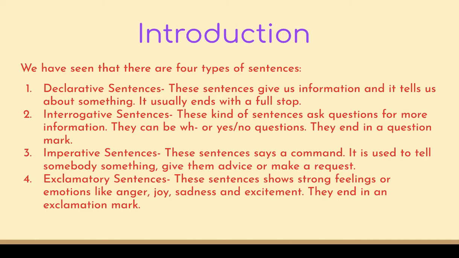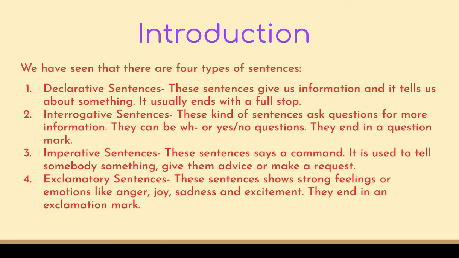The next one is exclamatory sentences. These sentences show strong feelings or emotions like anger, joy, sadness, and excitement. They end in an exclamation mark. These are strong emotions, like expressions. They could express anger, joy, sadness, and excitement. So anger is like being angry, joy is like being happy, sadness is being sad, and excitement is being excited and surprised.